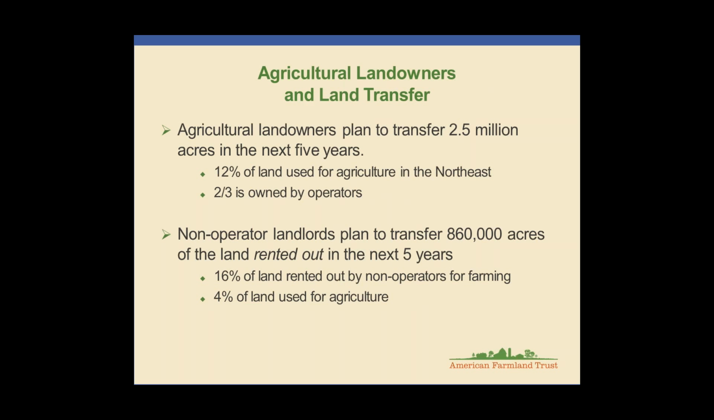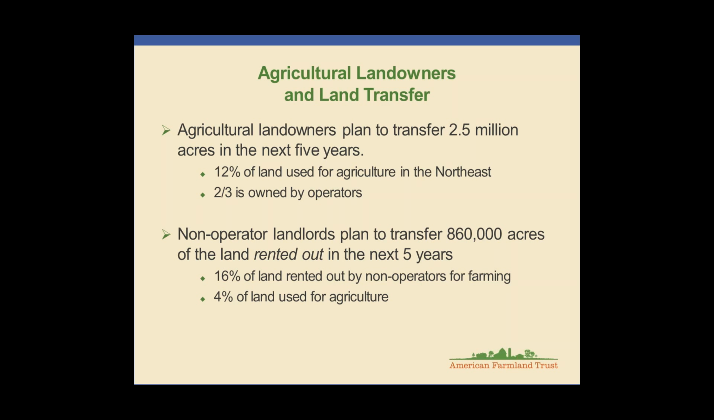So in terms of transfer, what's interesting about Total is they actually asked agricultural landowners what they plan to do with their land in the next 5 years. So in the Northeast, all agricultural landowners plan to transfer about 2.5 million acres in the next 5 years, which is 12% of the land used for agriculture in the region. Two-thirds of this is owned by operators.